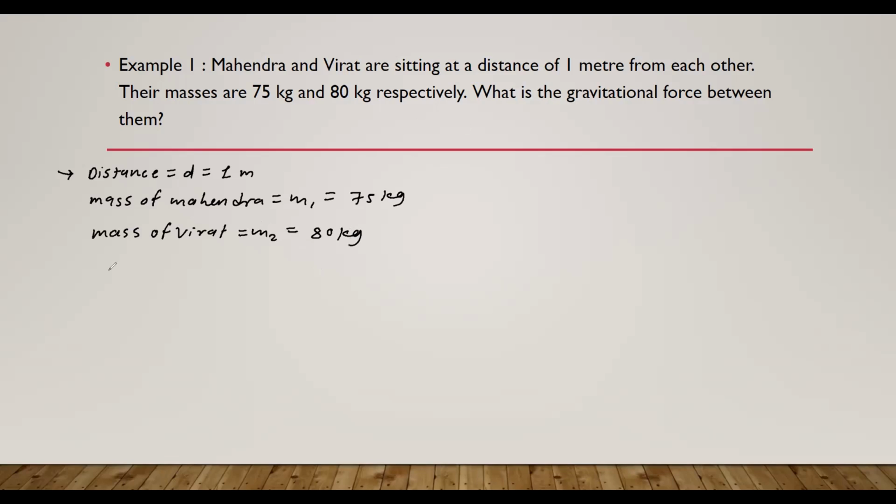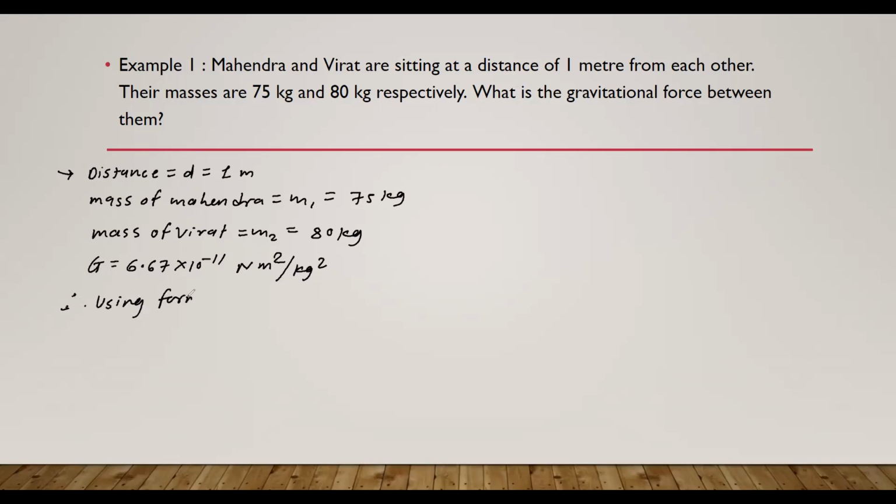त्यांनी विचारले की त्या दोघांमधला gravitational force काय असेल. So gravitational force साठी आपल्याला एक g constant सुद्धा लागेल, capital G gravitational constant. It's 6.67 into 10 raised to minus 11 Newton meter square per kg square. So let's use just the formula for the gravitational force.